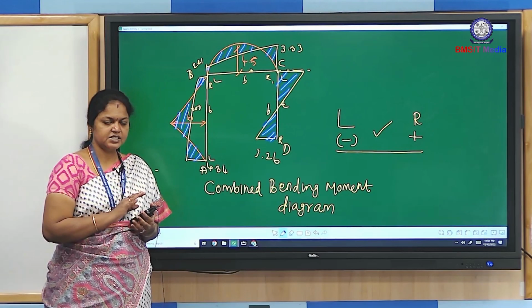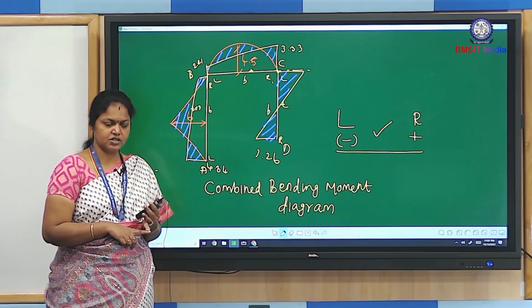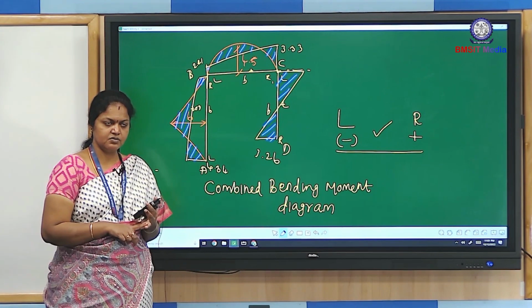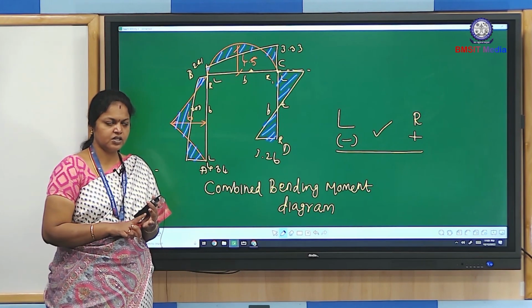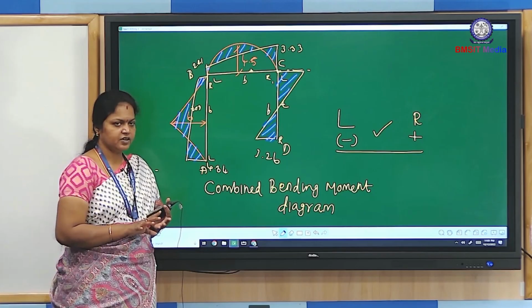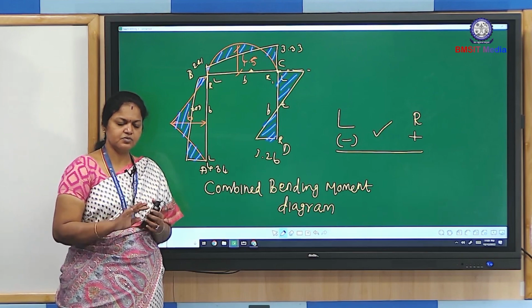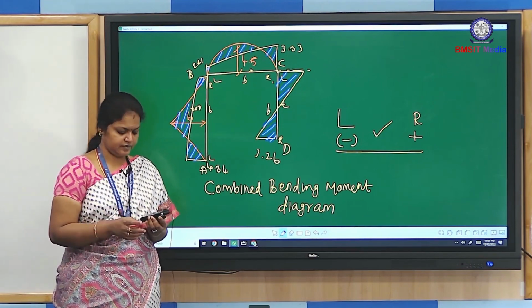So I have completed the slope deflection method. Already we have seen the continuous beam and the continuous beam with settlement of support. Now the rigid jointed frame with sway I have completed. The rigid jointed frame without sway is similar to the continuous beam only.